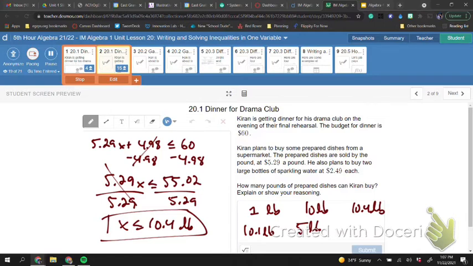Although negative pounds mathematically works, it doesn't make sense. Like you're not going to give them a negative prepared dish. Yeah. So you could say that it has to be greater than or equal to 0. X might have to be greater than or equal to 0. Just contextually, that's what makes sense.